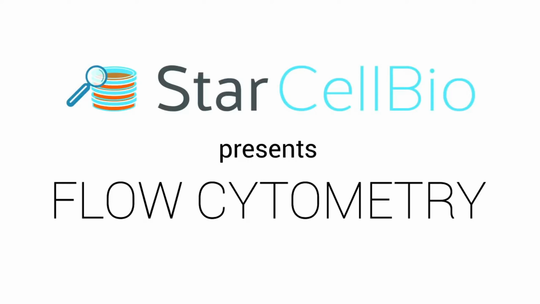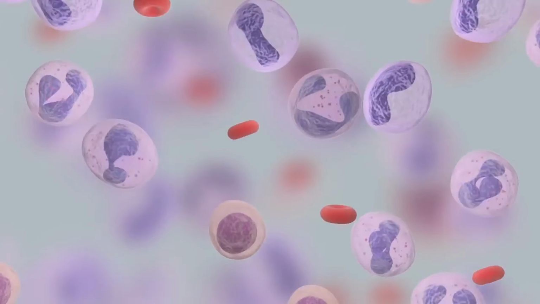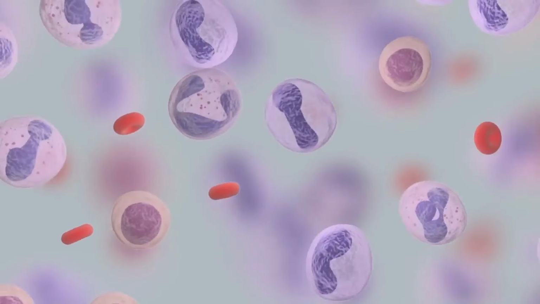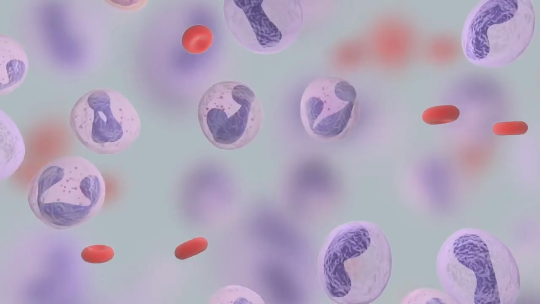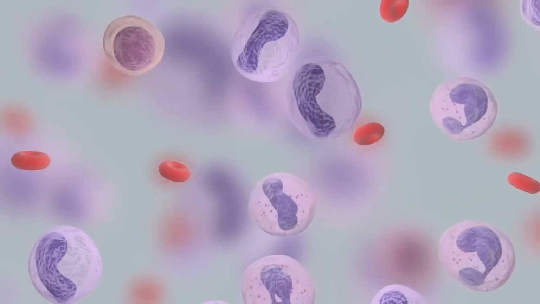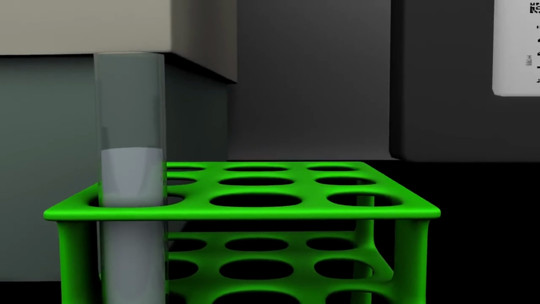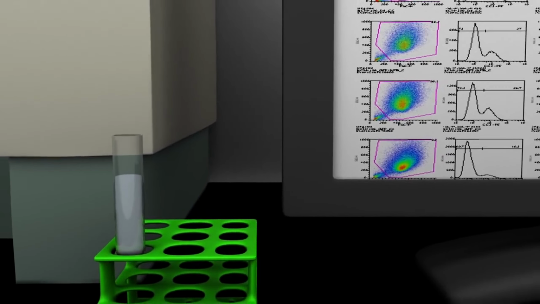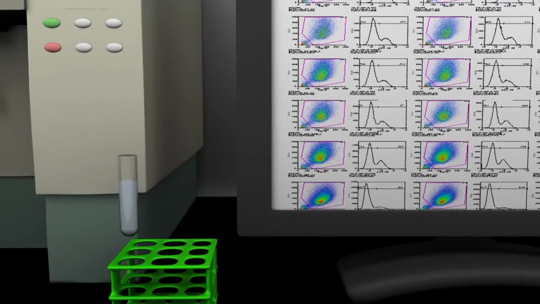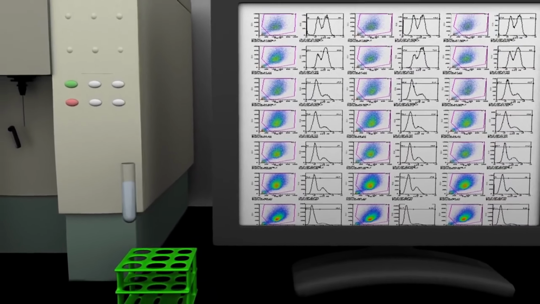In this animation, we will introduce you to the flow cytometry experimental technique. Flow cytometry is used to count and analyze the size, shape, and properties of individual cells within a heterogeneous population of cells. Flow cytometry data is extremely quantitative and can be analyzed in depth by specific flow cytometry software programs.